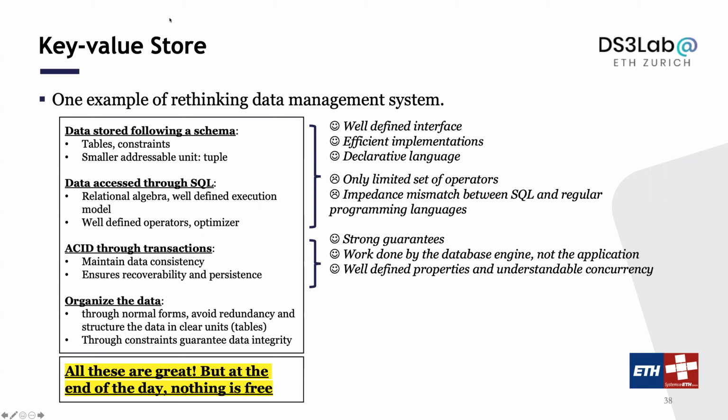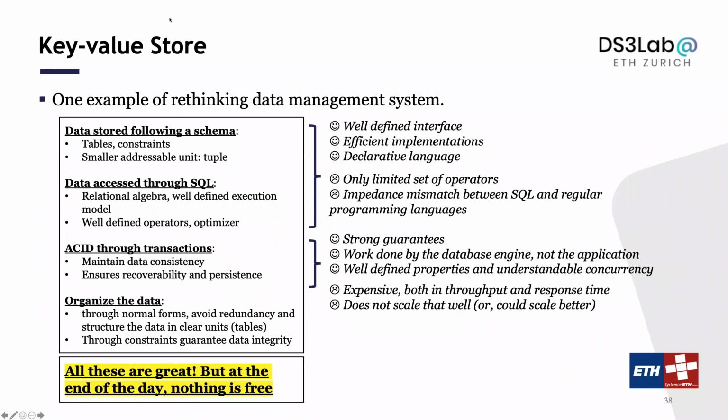And also when you talk about transactions, we give you a very strong guarantee on the correctness of transactions, and we make sure everything is done by the database engine, not by the application. We make sure we have very well-defined properties. But the moment you are doing that, it becomes expensive because I need to enforce a property, I need to do something with it. So you pay a cost on concurrency, on availability, in throughput, response time. And sometimes when you have thousands of machines, it's not the easiest thing to scale, especially distributed transactions, as we saw.